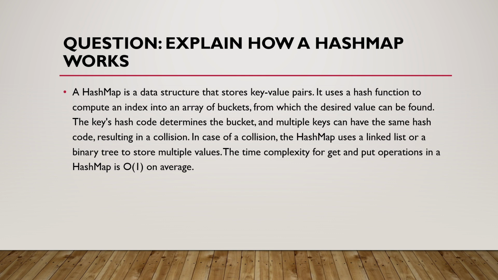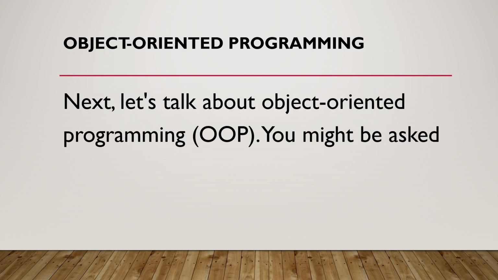The key's hash code determines the bucket, and multiple keys can have the same hash code, resulting in a collision. In case of collision, the hash map uses a linked list or a binary tree to store multiple values. The time complexity for get and put operations in a hash map is O(1) on average.